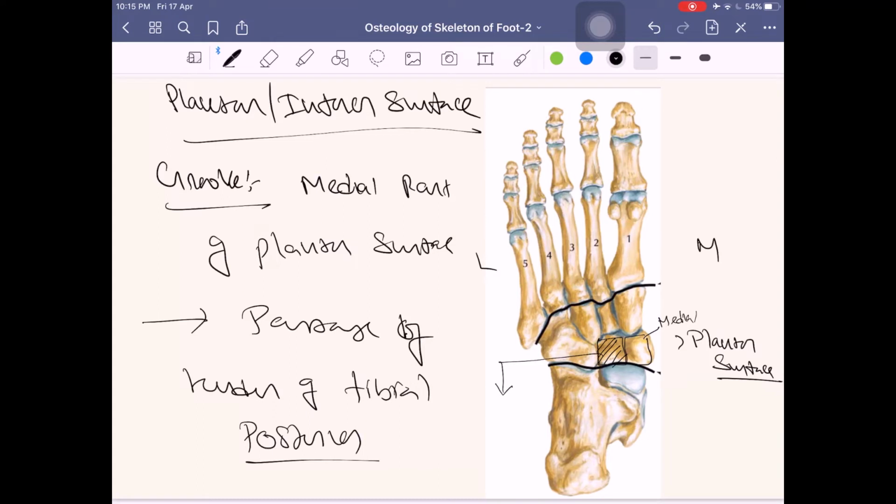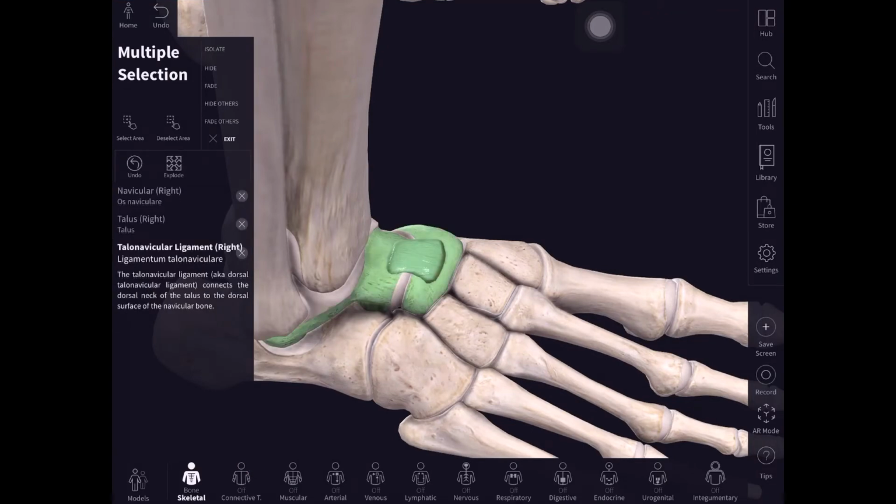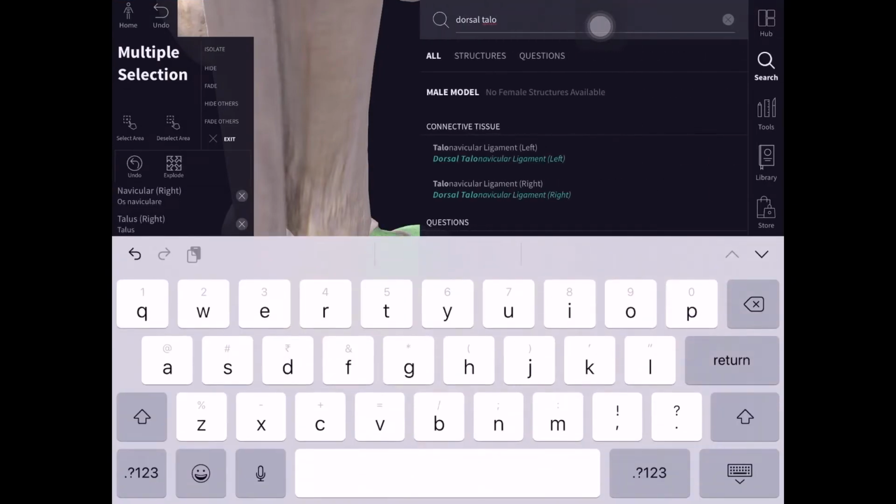Now this lateral part provides attachment to the spring ligament. The spring ligament is an important marker. When you read about the spring ligament, all these things will come into the picture. So there is one tendon and there is another groove. So let us look at these two in the application.